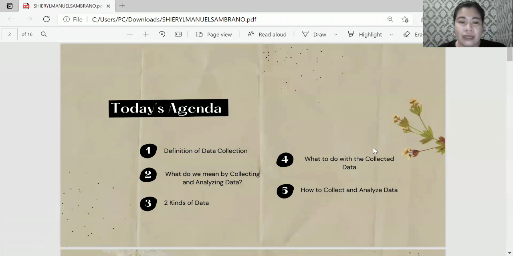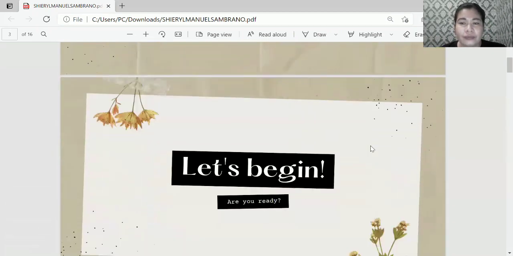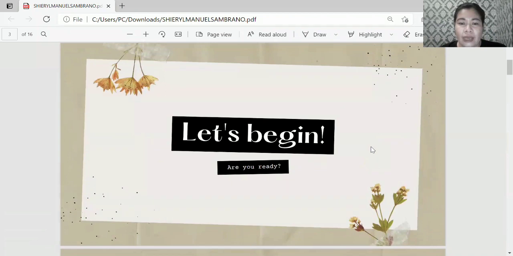For today's agenda, number one, the definition of data collection. Number two, what do we mean by collecting and analyzing data? Number three, two kinds of data. Number four, what to do with the collected data. And number five, how to collect and analyze data. Okay, let's begin. Are you ready?